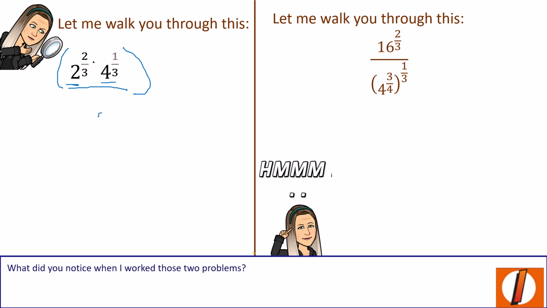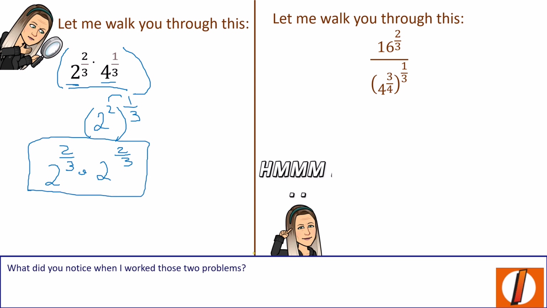All right, we don't have the same base, but I can look at 4 and I can rewrite that as 2 squared. So 2 squared to the 1/3 power. When you have a power raised to a power, we multiply. So this is 2 to the 2/3. And we already have a 2 to the 2/3. Okay, so now we are multiplying. We have the same base. The rule says that we add the exponents. So this is 2 to the 2/3 plus 2/3. So this is 2 to the 4/3.